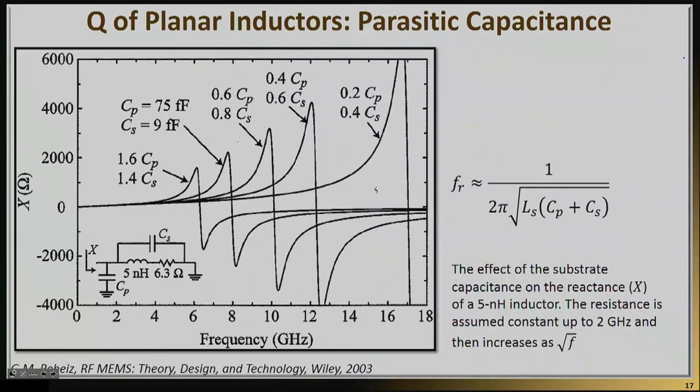The same information is actually shown in this graph, where essentially here I'm showing you the reactance instead of the Q. So this is the X of the inductor. And you can see again what I mentioned before, that as you are basically decreasing your capacitances, let's say by 80 or 60%, you're shifting the resonant frequency to much higher frequencies and increasing the value of the X.